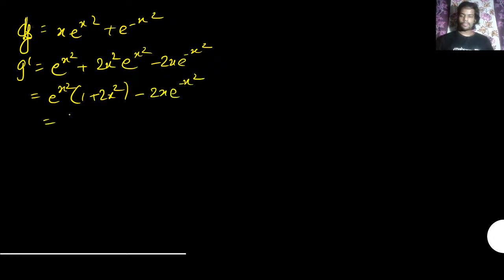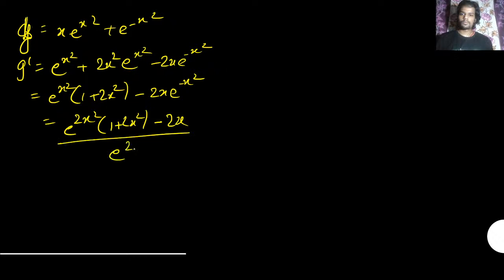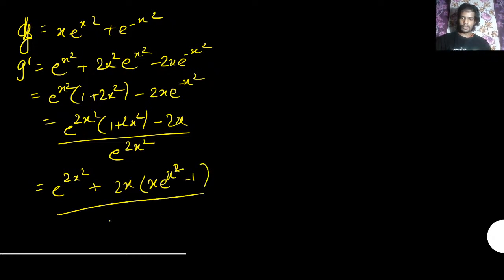Anyway, you can again simplify it as e to the power 2x square 1 plus 2x square minus, you can write it as minus how much 2x upon. So this is how you can actually write this final expression. Or if you do a little bit of simplification, you get e to the power 2x square plus 2 e to the power x square. I'll take 2x as common. X e to the power x square minus 1 upon e to the power 2x square.